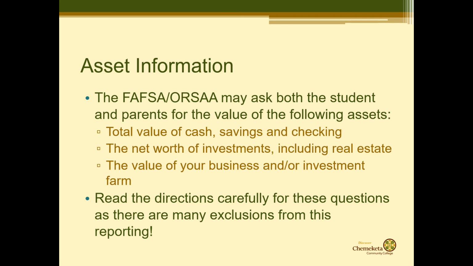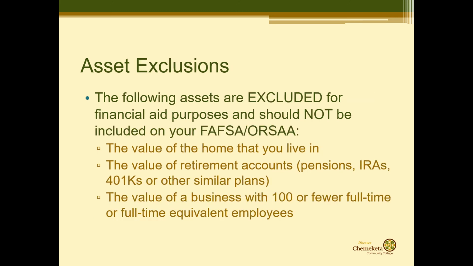The assets that the FAFSA and ORSA consider are cash, savings, and checking accounts, the net worth of investments including real estate, and the value of some businesses or investment farms. However, there are important asset exclusions on the FAFSA and ORSA. You never include the value of the home you live in. You also never include the value of retirement accounts such as a pension, IRA, 401k, or other qualified plans. Lastly, only report the value of a business you own if it has more than 100 full-time employees.